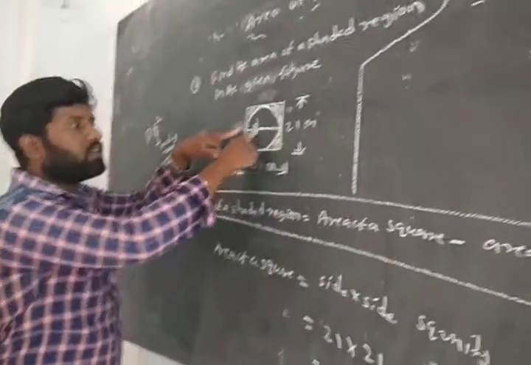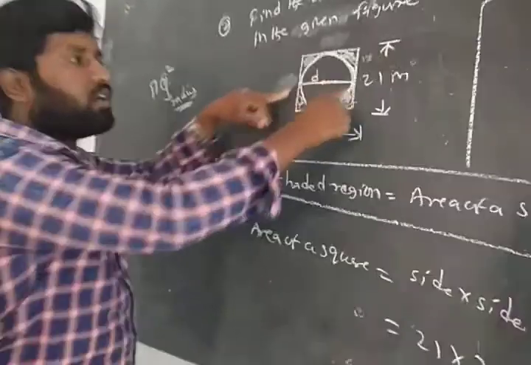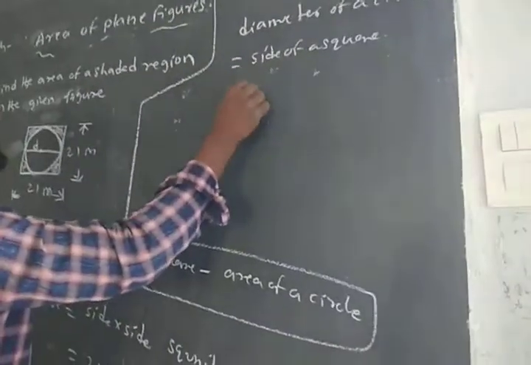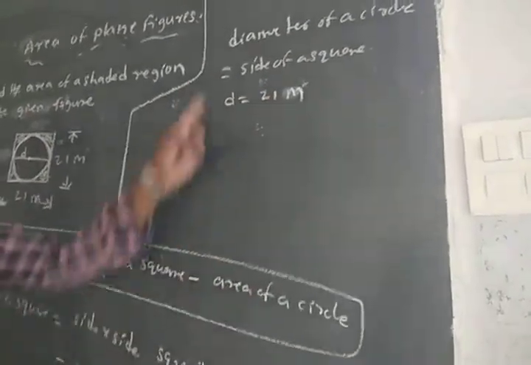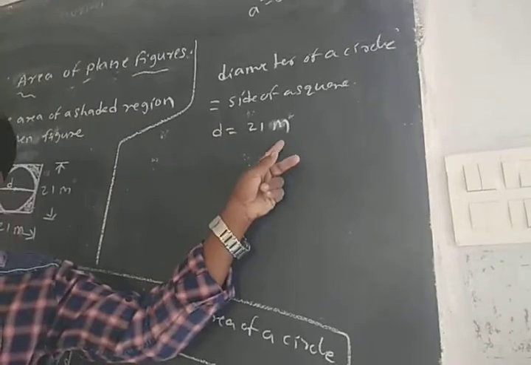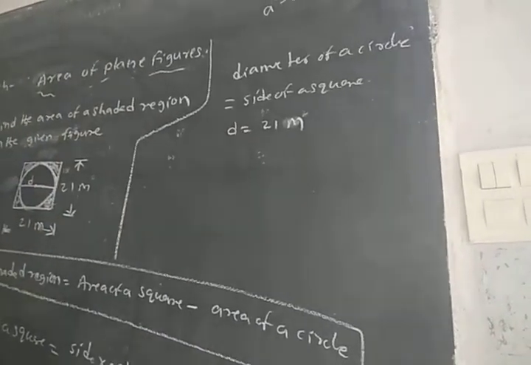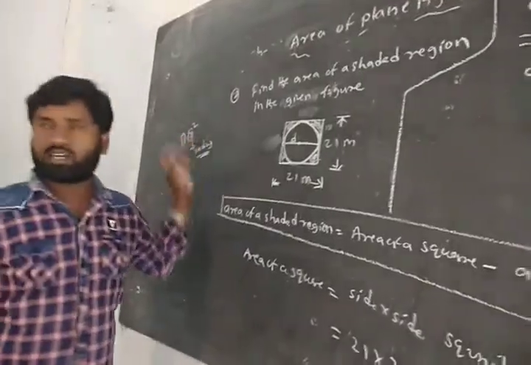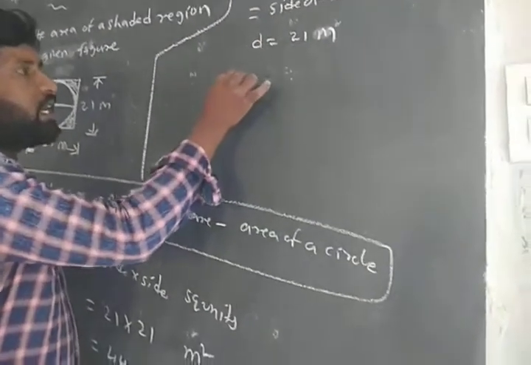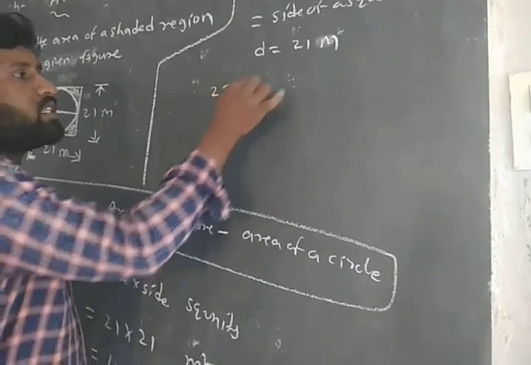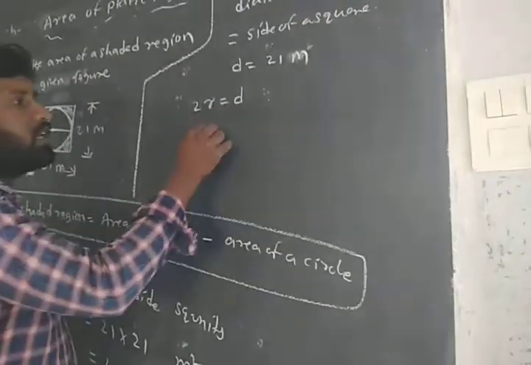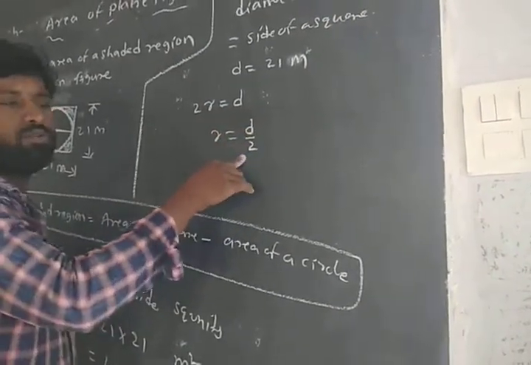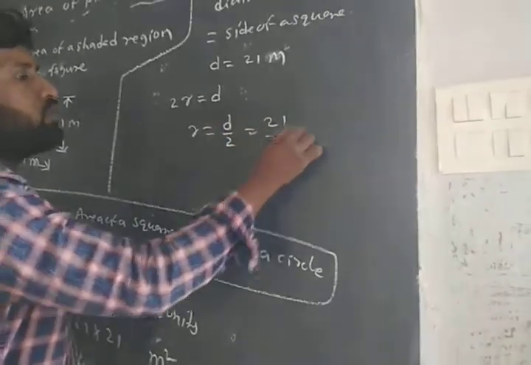The diameter of the circle is equal to what? The side of the square. Means we can write here, then diameter is equal to 21 meters. d is equal to 21 meters. For finding the area of a circle, we need the r value, the radius. So we know 2 radius is equal to the diameter. Then radius is equal to diameter by 2, that is 21 by 2 meters.